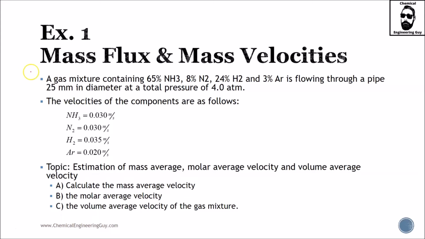Okay, for now, I just want to show you these to refresh what is the main difference between these species. So here we go. A gas mixture containing 65% ammonia, 8% nitrogen gas, 24% of hydrogen gas, and 3% argon is flowing through a pipe of 25 millimeters in diameter at a total pressure of 4 atmospheres.